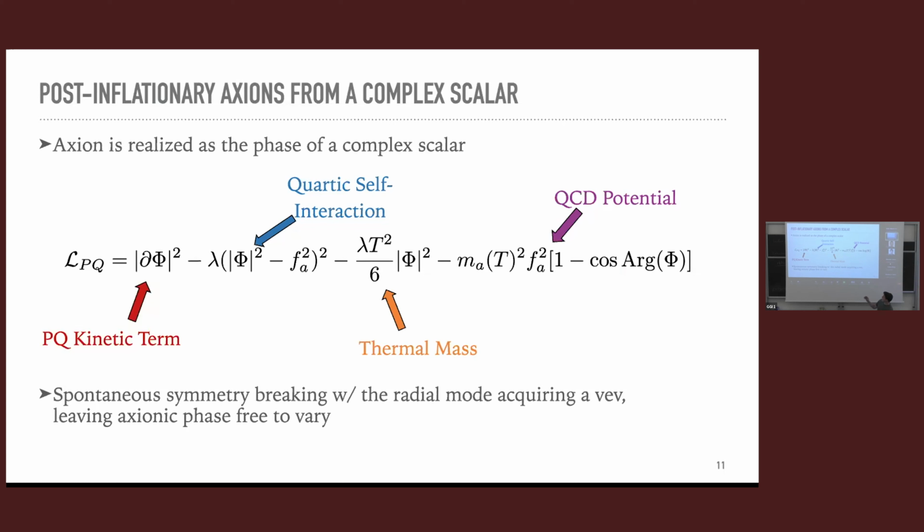Just diagrammatically, what I have is this PQ kinetic term. I have this PQ complex scalar that's experiencing a quartic potential, but it also has a thermal mass. So at high temperatures, there's a symmetry, this U(1) that I need. Then later, as the temperature drops, I'm going to break that U(1) and produce my axion. And then at very, very late times, I'm going to have a QCD potential, and that's just going to describe how the axion gets its mass.